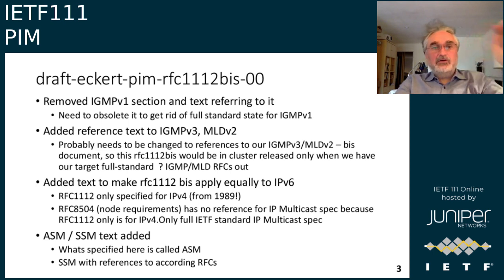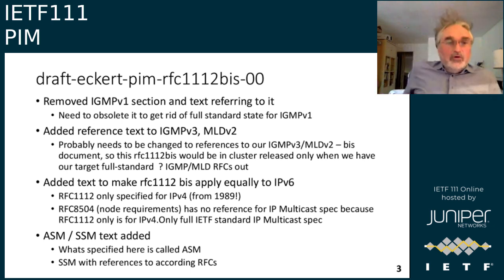I added text to make this apply equally to IPv6. Obviously, this was written in '89 when there was no IPv6, and there is no existing IPv6 document that would do anything similar. There is some text in RFC 8504, but that doesn't really capture what this document does. I also added text to say this is now also called ASM, with references to the SSM documents that we have, so that we unconfuse people who have seen ASM only being referred to as IP multicast in quotes. This document is the Bible for ASM.